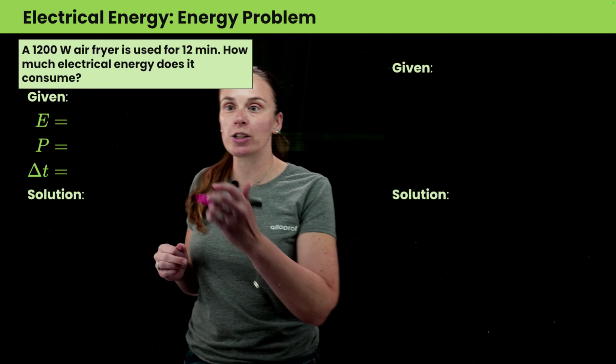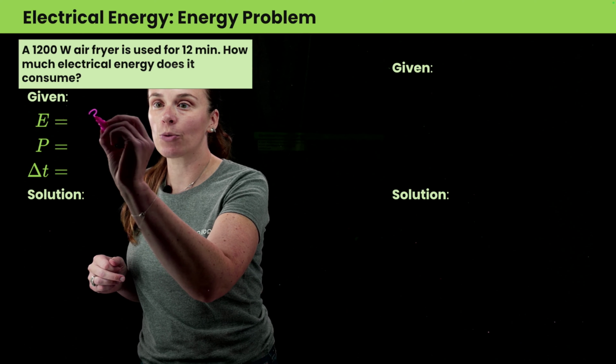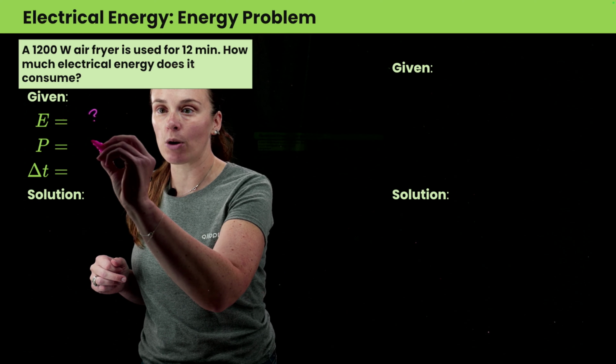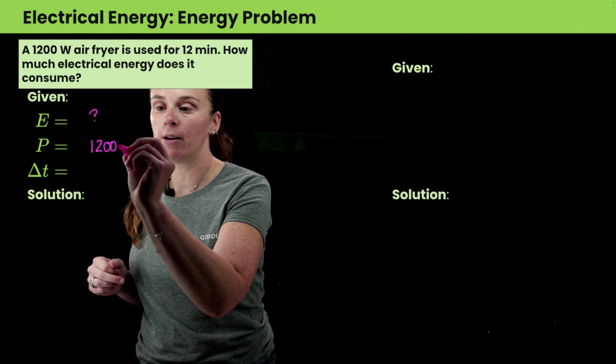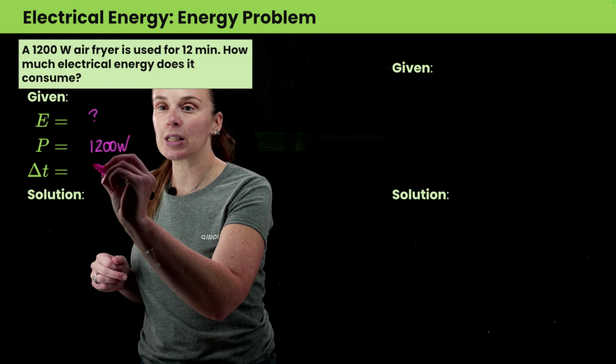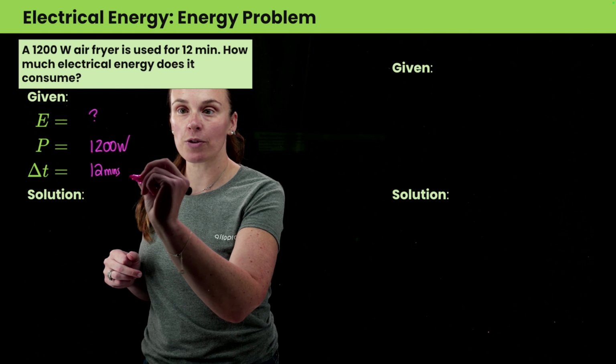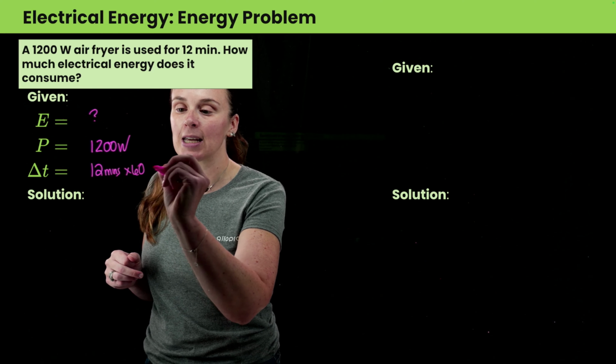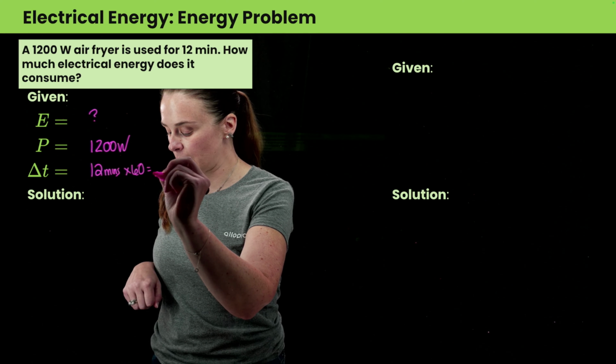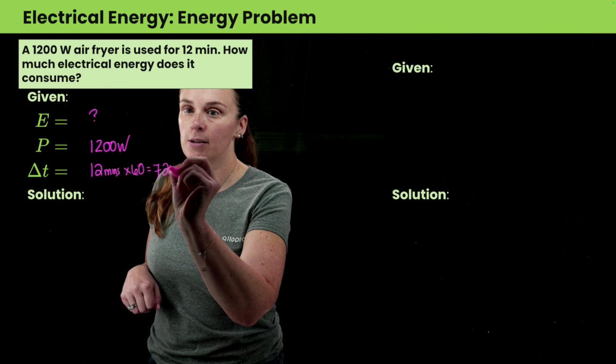We want to know how much energy, so we don't know that. But we do know the power. We do know that it's a 1200 watt air fryer. And we do know the time. It's 12 minutes, but I don't want minutes. I want to turn this into seconds, so I'm going to times it by 60. So I get an answer of 720 seconds.